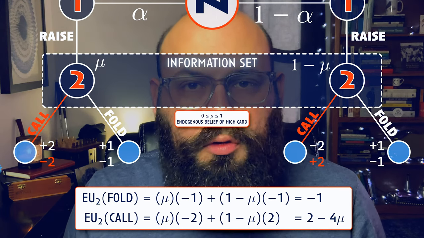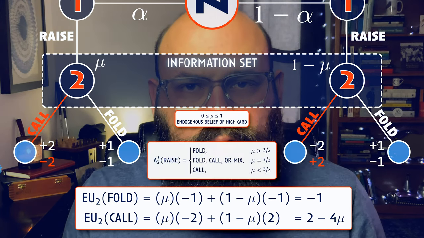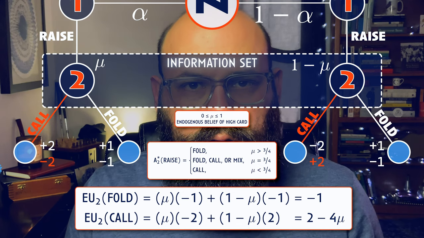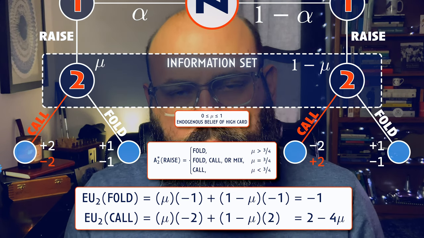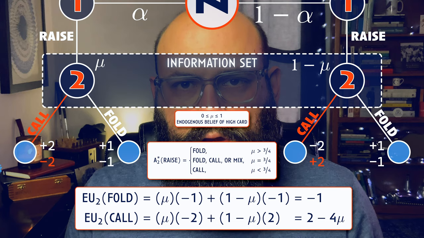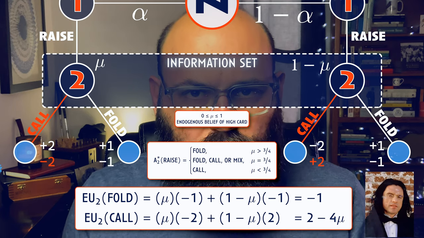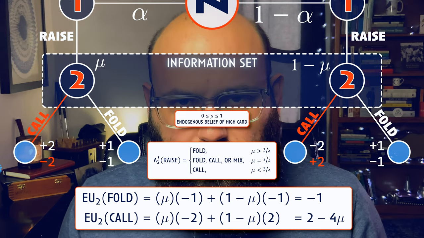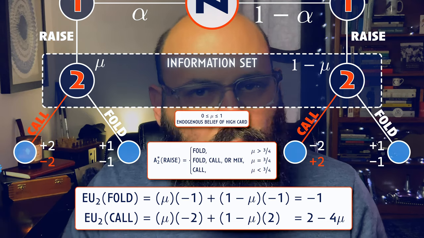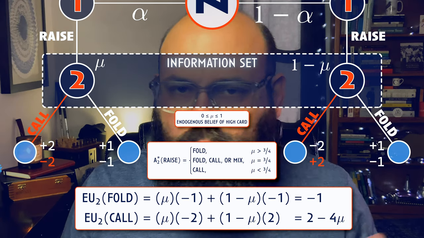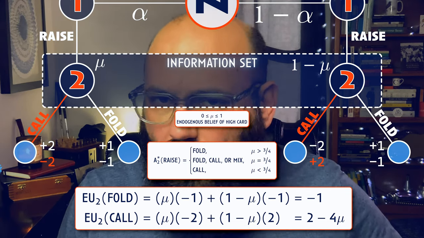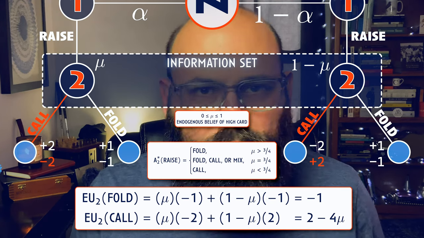So in other words, my only sequentially rational choices: if mu is strictly less than 3 quarters, then I call for sure. If mu is strictly greater than 3 quarters, then I fold for sure. So if I think it's likely you have the high card, I fold. If I think it's likely that you have the low card, I call. Right? So this is all pretty straightforward.